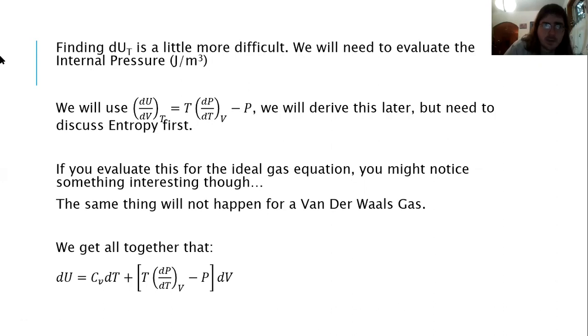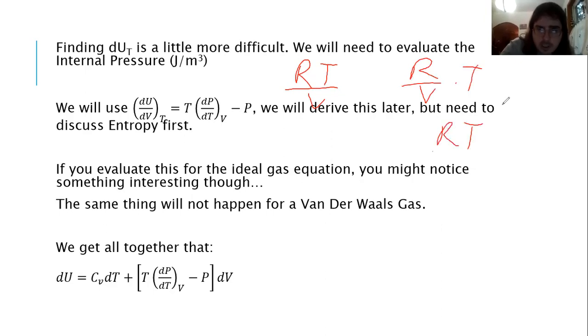Well, interesting enough for physical chemists. Remember, dP/dT, P is RT over V, so dP/dT becomes R over V. You multiply by T, so you get back to RT over V minus pressure. Well, doesn't P equal RT over V? If I subtract P from both sides, I get 0.